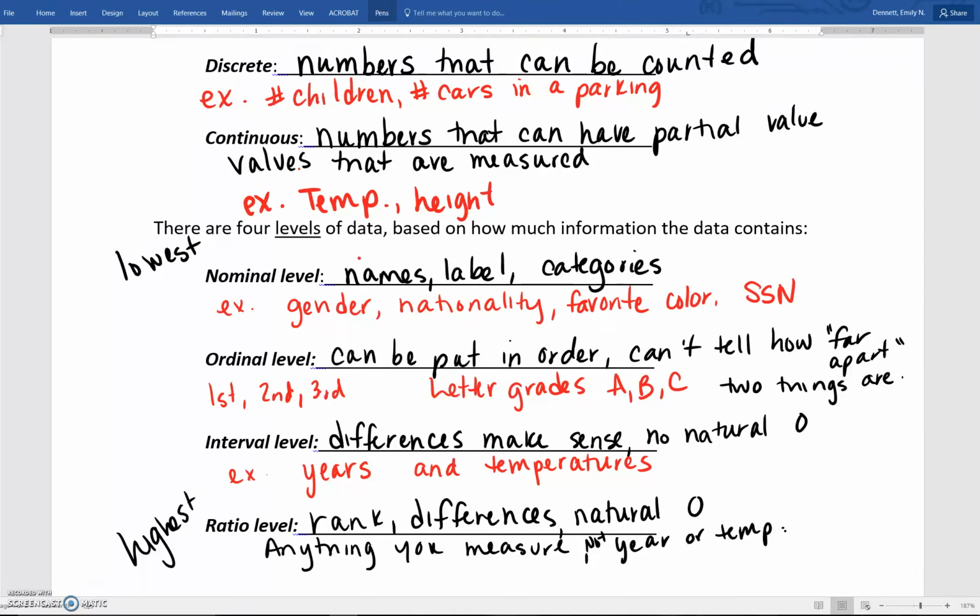Okay, so here we have 3 different ways that we can categorize data, whether it's a parameter or a statistic. That's one way that we can categorize data. We can talk about whether it's discrete data or continuous data. And then we have our 4 levels of measurement that tell us how much information the data can really tell us.